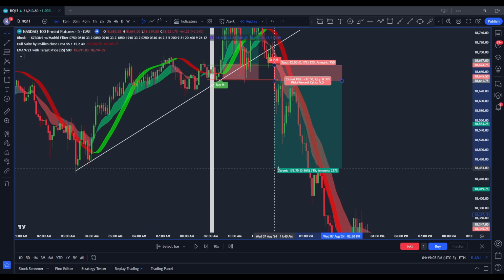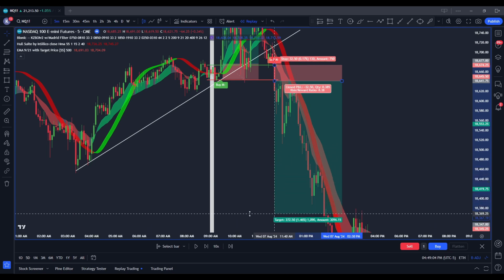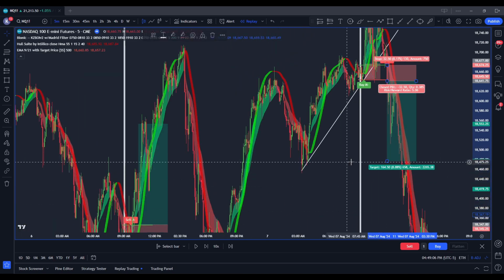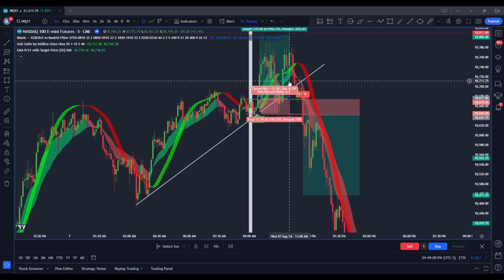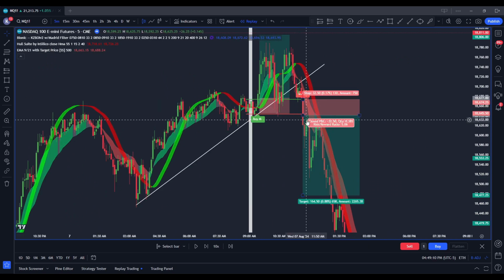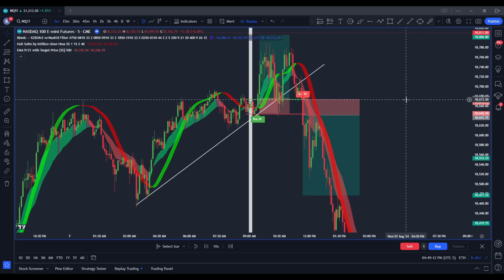That 1 to 4 would have hit. I probably would have held for a 1 to 5, maybe a little bit more if we got the resistance break, whatever the case is. But actually, I think I took this exact trade. I don't know why it looks so familiar.